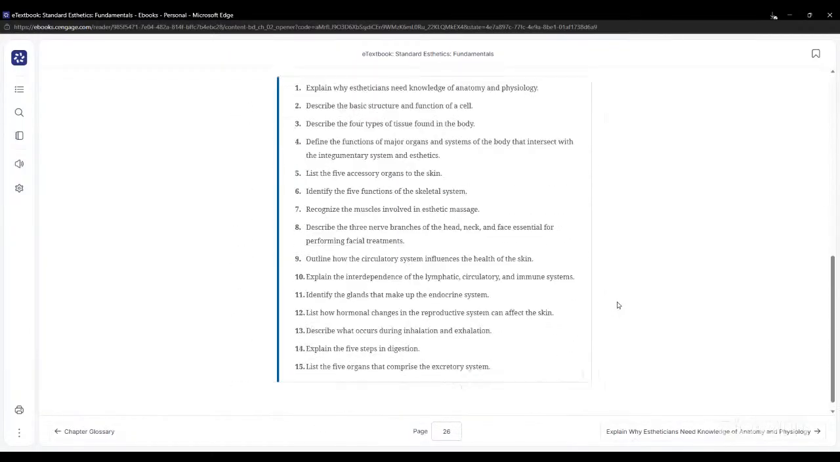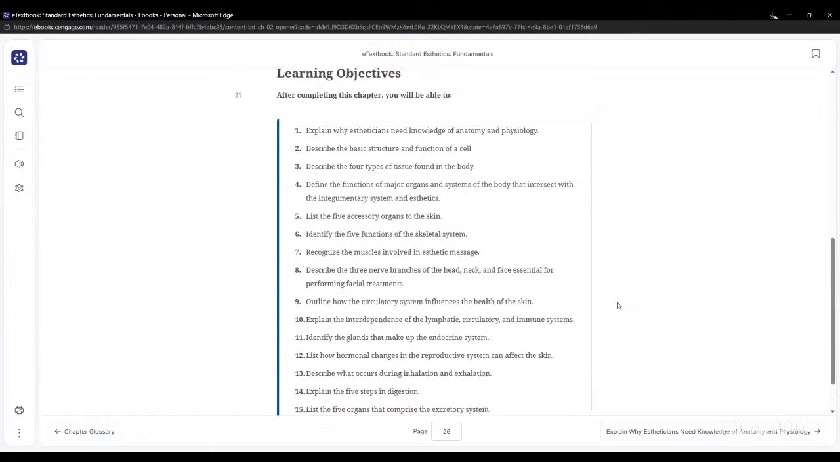Looking at some of our objectives, I'm just going to choose a couple of them because we're not going to go over all of them, but it is available. Why do estheticians need to know about A&P? Also, describing the basic structure and function of the cell. Everything comes from the cell. The four types of tissues in the body, defining the functions of major organs and systems, and your accessory organs to the skin, skeletal things of that nature.